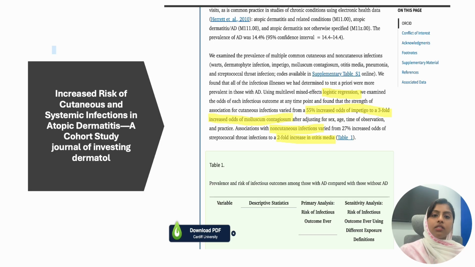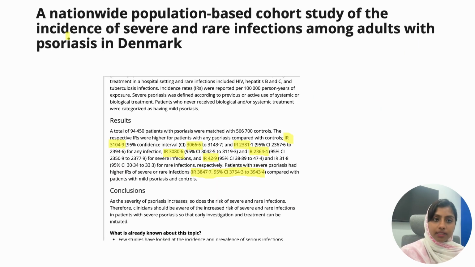I'm just going to take you through the results so that whatever you learned gets applied. As you can see in the highlighted text, they used multi-level mixed effect logistic regression. So the method used here is logistic regression. They found that there is a 55% increased odds of impetigo to a 3-fold increased odds of molluscum contagiosum. So from the logistic regression, they derived the odds ratio, and found this much increased relative risk in the people with atopic dermatitis. I hope this is clear. And then let's go for the next article.